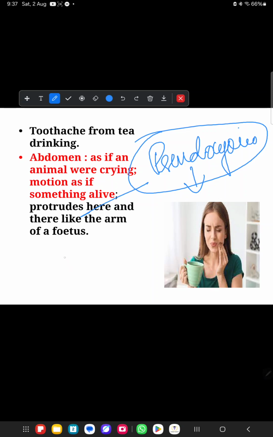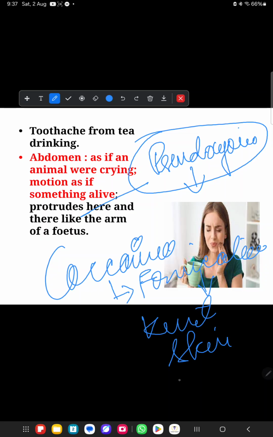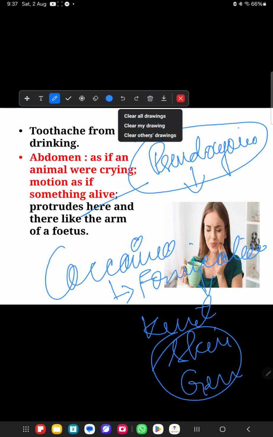The medicine is cocaine. Cocaine is the medicine where you will find the sensation as if something is creeping under the skin, and that is known as formication. Okay, इसको हम लोग बोलते हैं formication. And formication you will find in the Kent repertory. Kent repertory में कहाँ मिलेगा? Under the skin chapter and Generalities. Again Generalities. ये दोनों में मिलता है. Okay, so just try to remember.